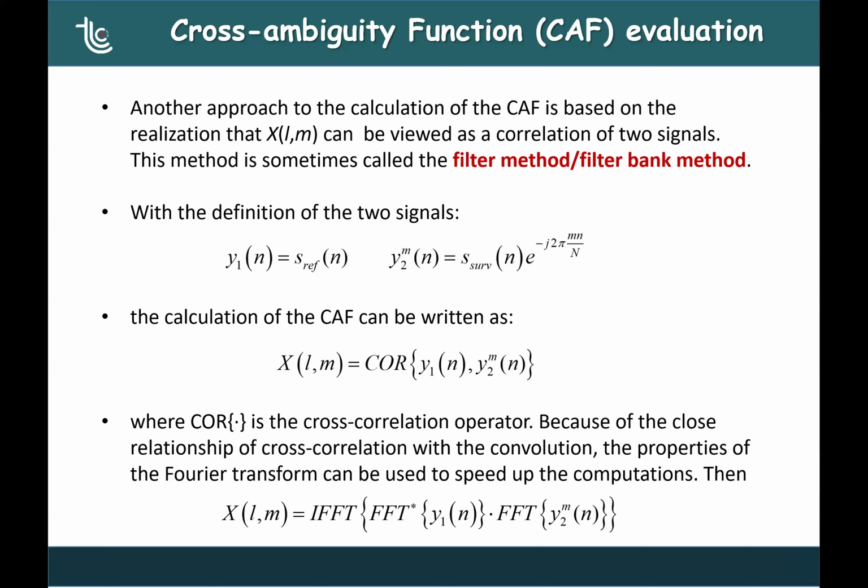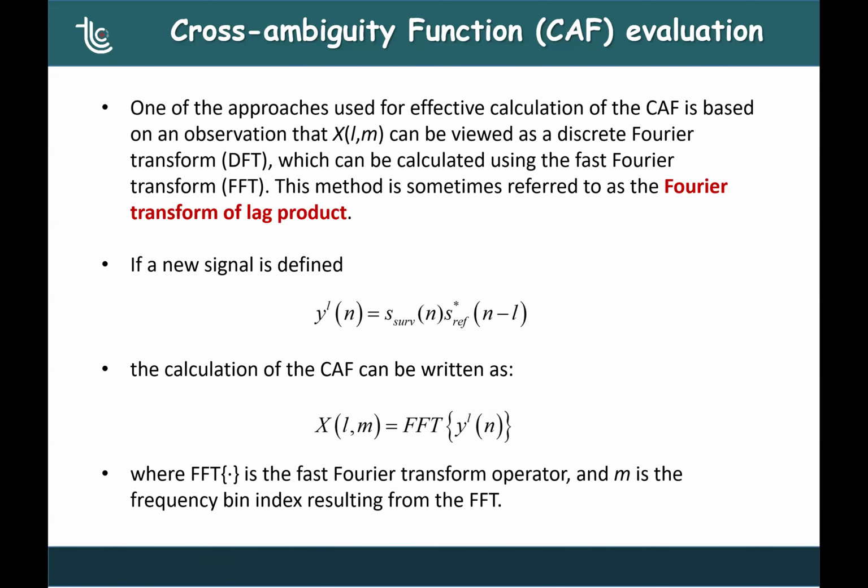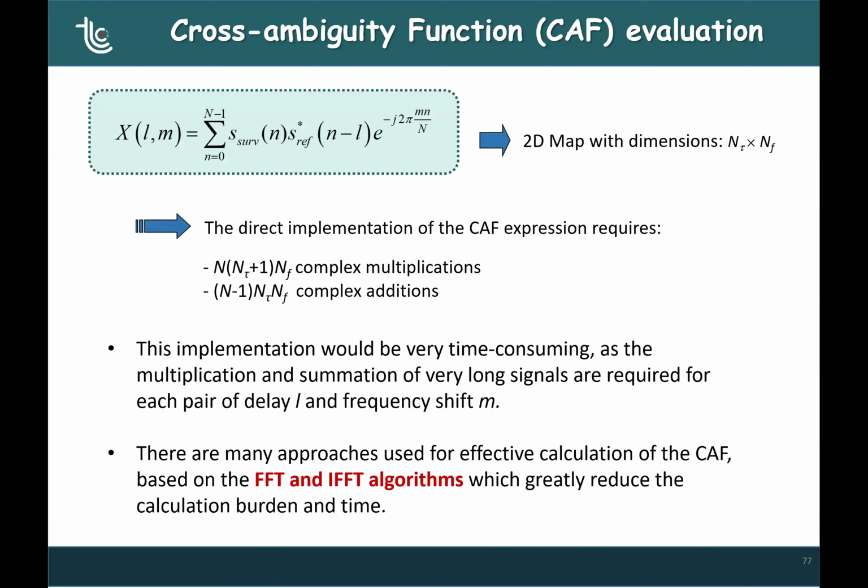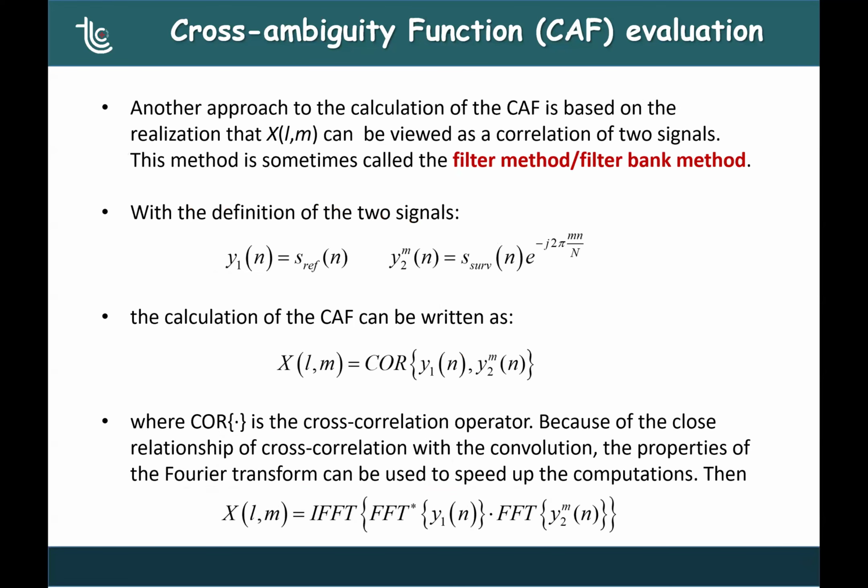One of these ways is to go back again to the formulation and consider that we have two different signals. One is the surveillance signal, the other one is the reference signal times the exponential part. So we have two signals, one S surf and the other is S conjugate ref times the exponential.